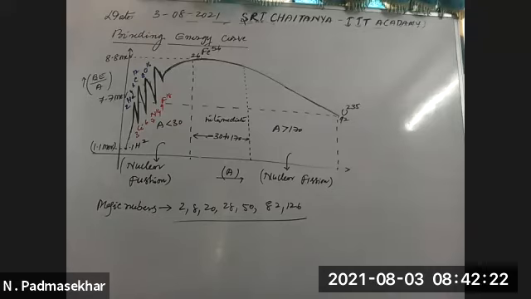A plot is drawn between binding energy per nucleon and mass number A. Binding energy per nucleon versus mass number A is known as the binding energy curve.